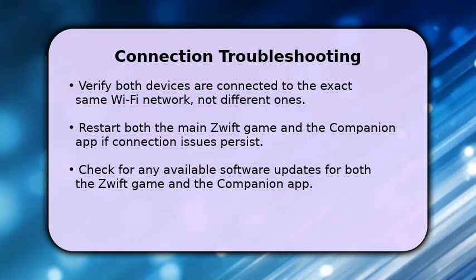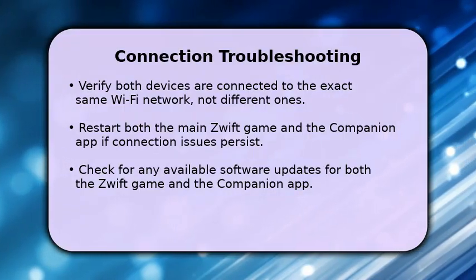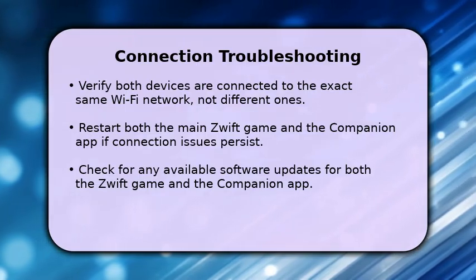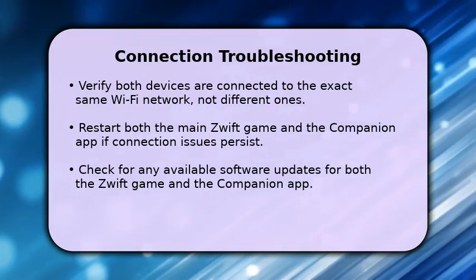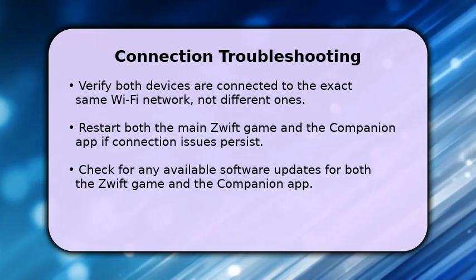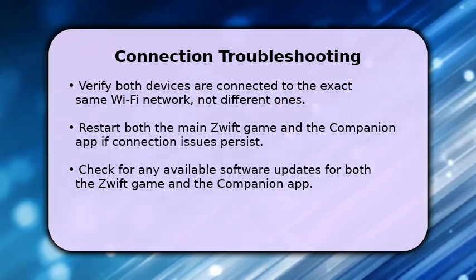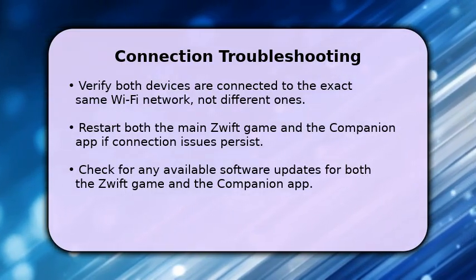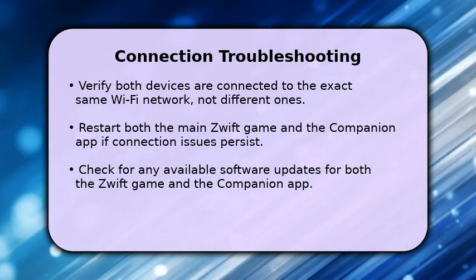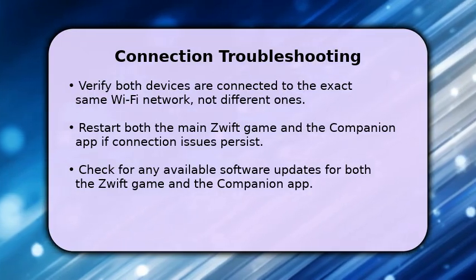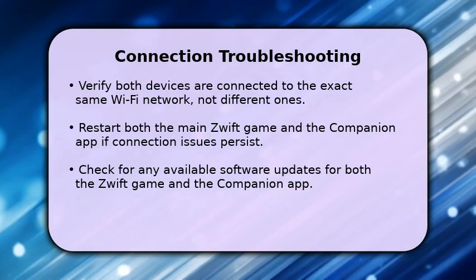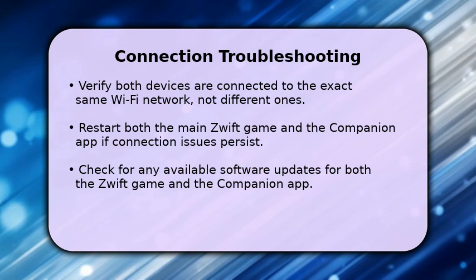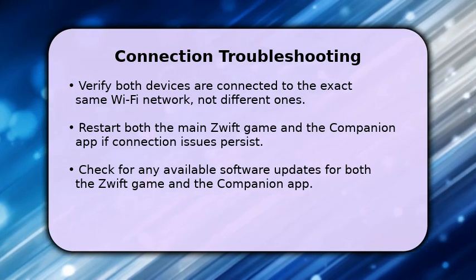If you encounter any connection issues, don't worry. There are a few simple troubleshooting steps. First, double-check that both your main Zwift device and your phone are on the identical Wi-Fi network. Sometimes, devices might connect to different bands, like 2.4 GHz versus 5 GHz. If that doesn't work, try restarting both the Zwift game and the companion app. Finally, ensure both applications are updated to their latest versions, and check for any network restrictions like VPNs or firewalls that might be interfering.